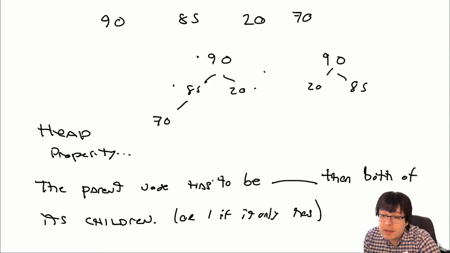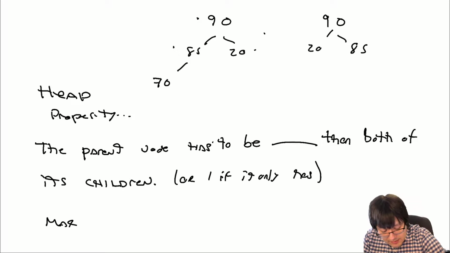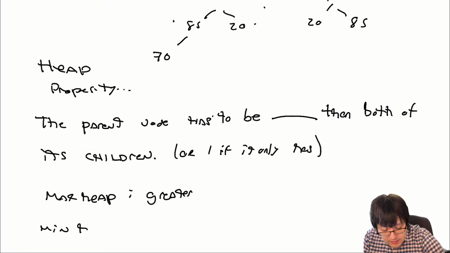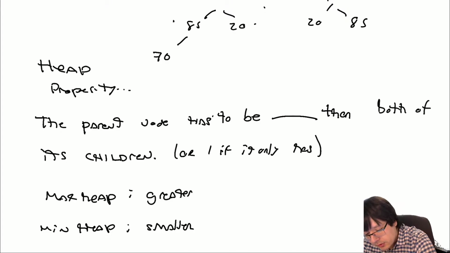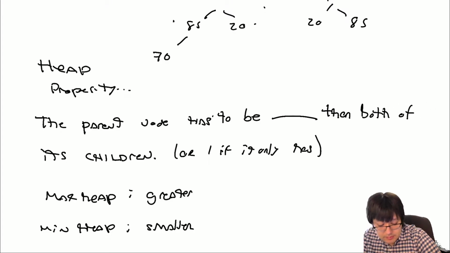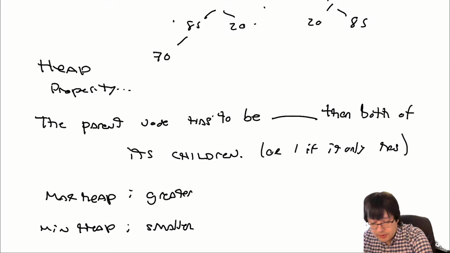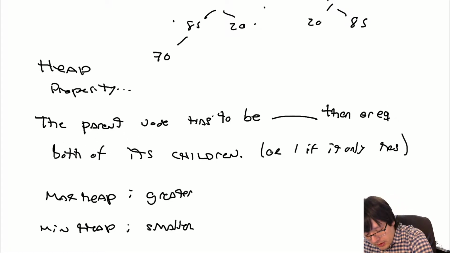Now, why did I leave a line there? Because if it's a max heap, put the word greater than, or just greater, and for a min heap, you can put smaller. But I suppose greater than or equal, because equal is okay. Let me scroll that over so that I can put that. Greater than or equal.